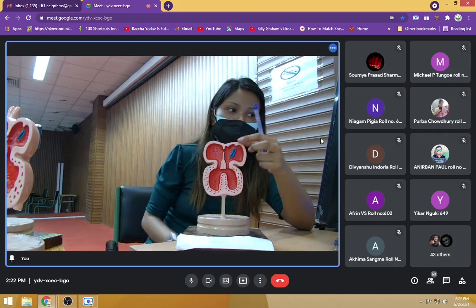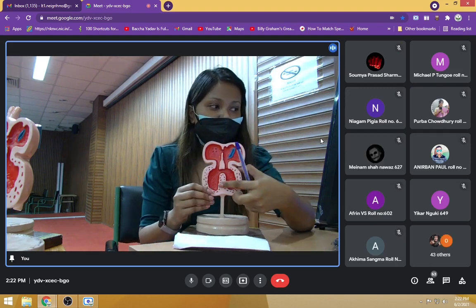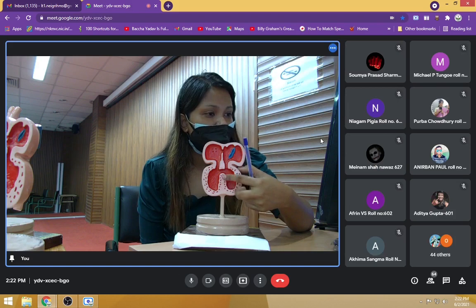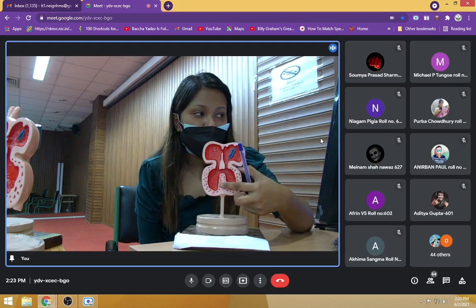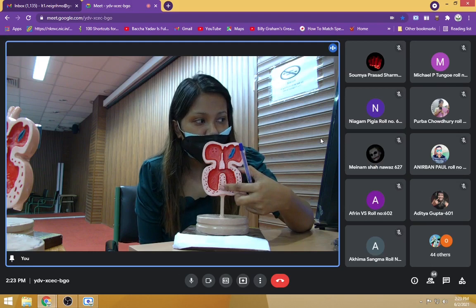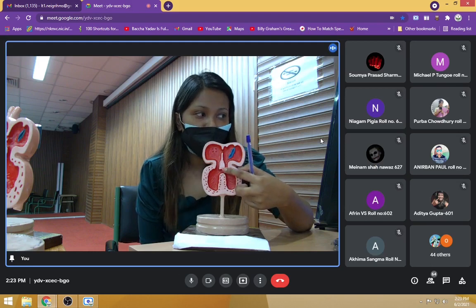Okay. Now can you see this? Kindly respond. You can see this, right? Yes, sir. So this is the interventricular septum. This is the muscular part of the interventricular septum. It is encroaching towards the AV cushion.